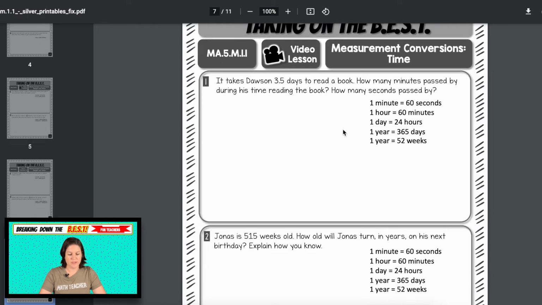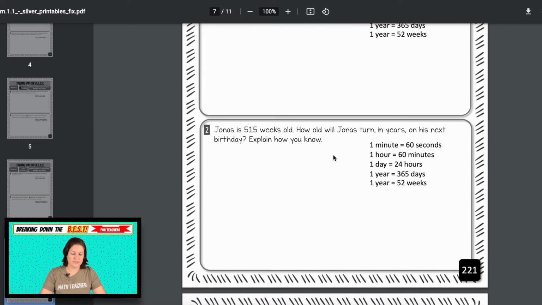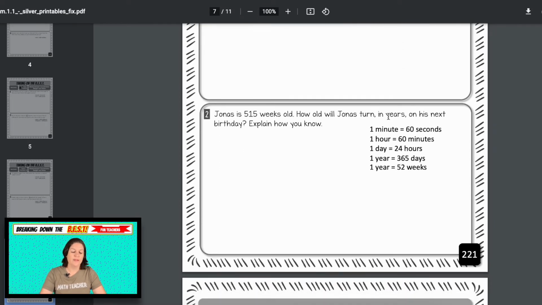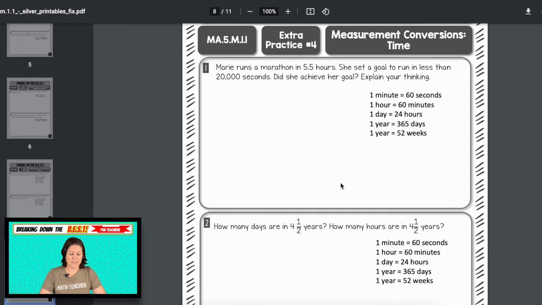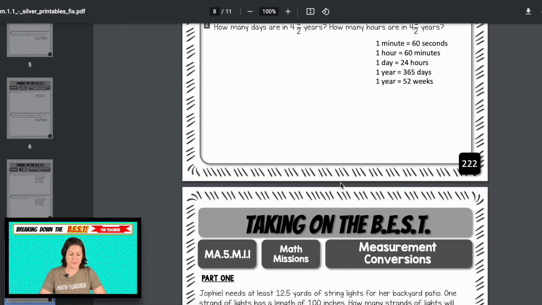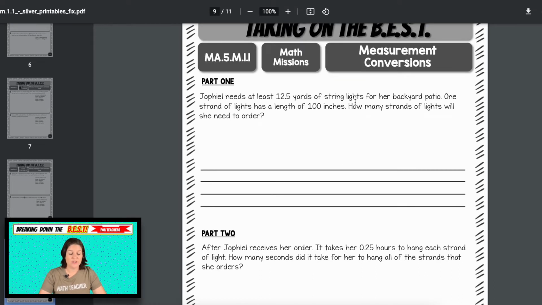Last video lesson is measurement conversions with time. So we've got 3 5/10 days, how many minutes, how many seconds. Converting that in a video lesson here, 515 weeks old, how long is that in years? Explain how you know, and more practice there. Okay. Then we come to the math mission. This says that Jophiel needs at least 12 5/10 yards of string lights for her backyard patio. One strand of the lights has a length of 100 inches. How many strands of lights will she need to order? So you can see there, we do need to convert, and there's a little bit more happening with the problem.